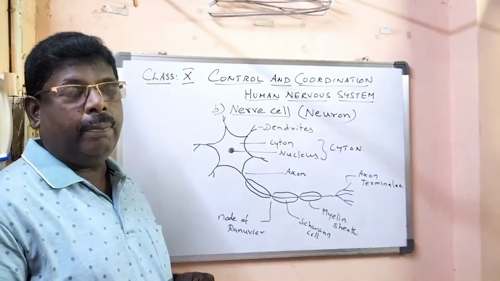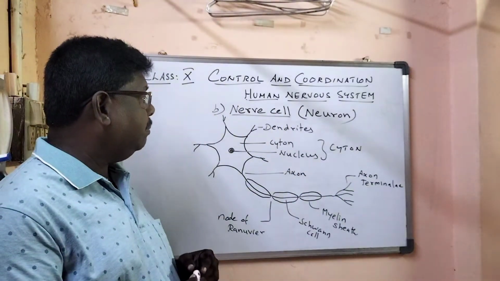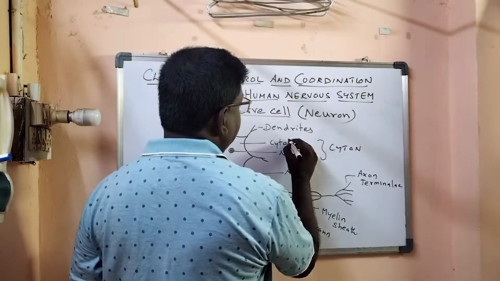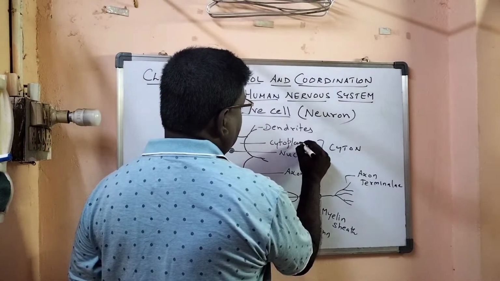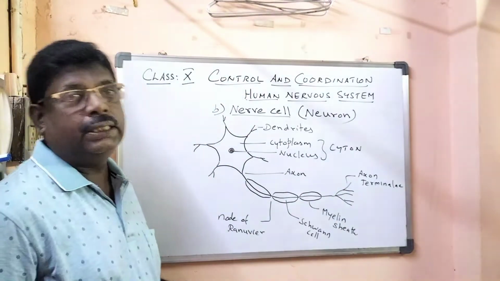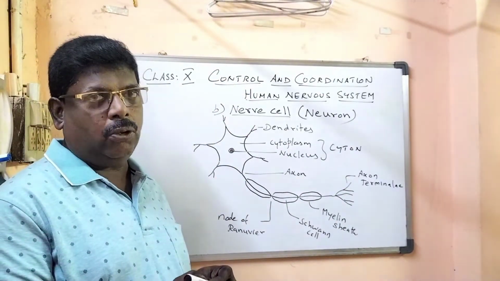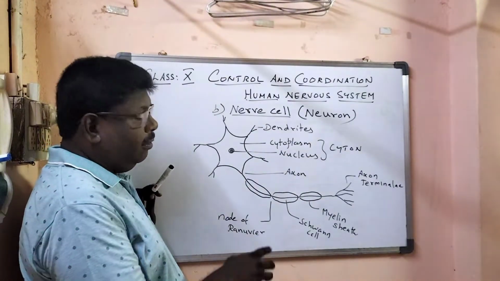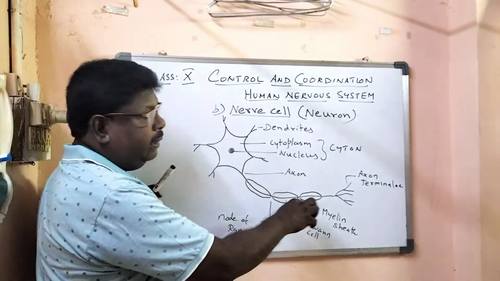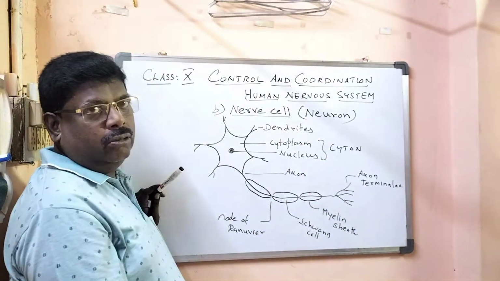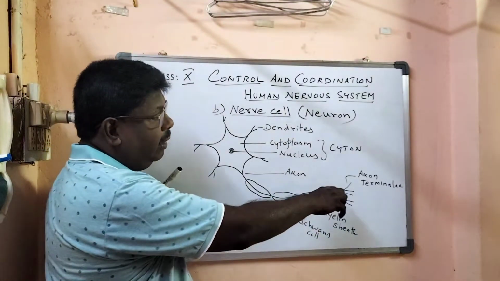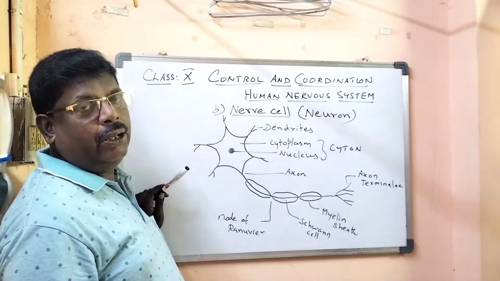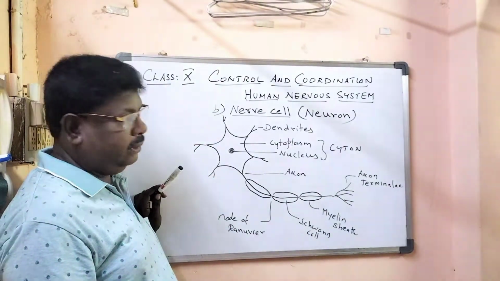That cyton comprises cytoplasm and nucleus. So nucleus and cytoplasm together are called cyton. And it has branches called dendrites. And there is a long filament running, that is called axon. It's a long nerve filament that will end up here as axon terminals or axon fibers.